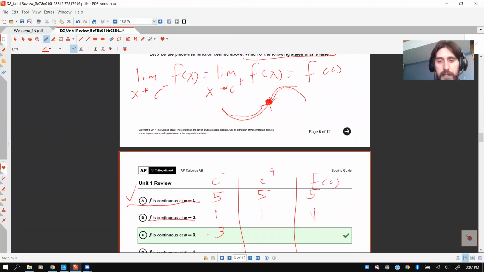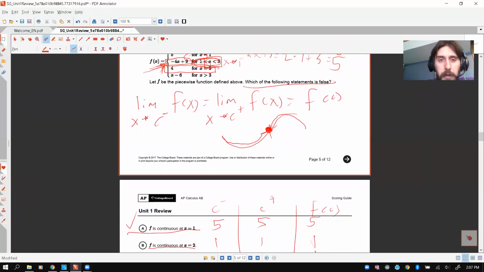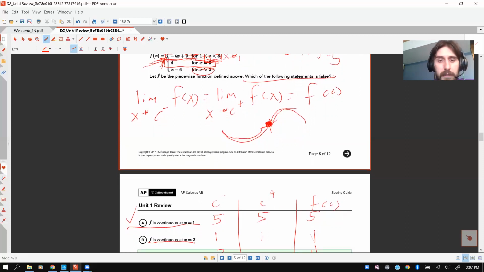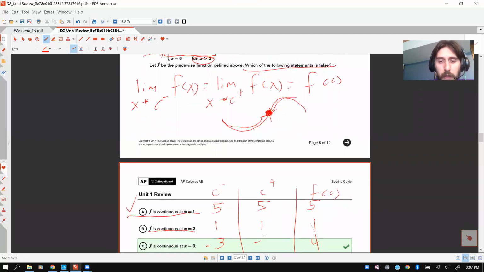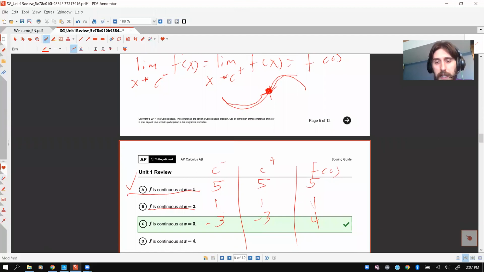So you can already tell it's not continuous. And if you found the value as we approach from the right, where x was greater than 3, if we plug that in, 3 minus 6 is negative 3. So although the limit exists here for this one, it is not continuous because the value as we approach from the left and the right is not the same thing as the value at f of c. So the answer is C.